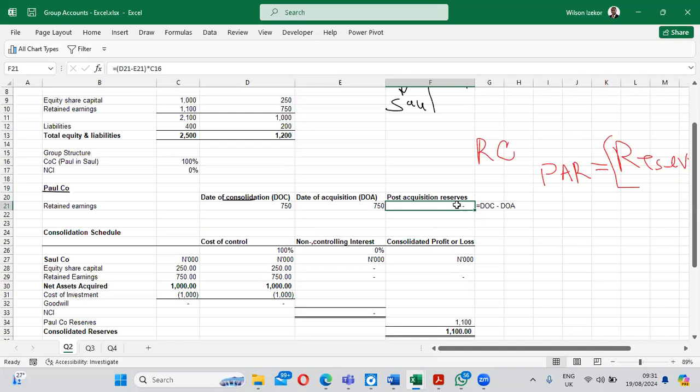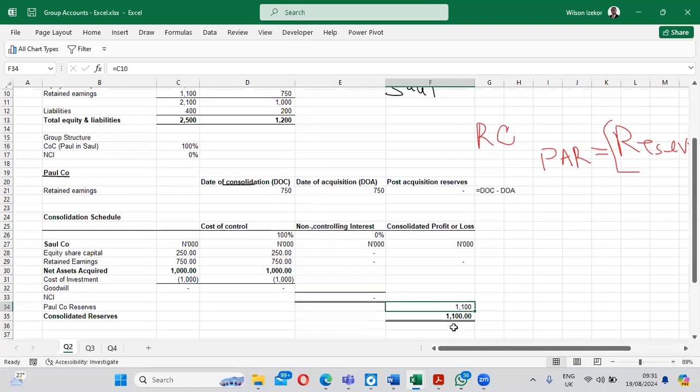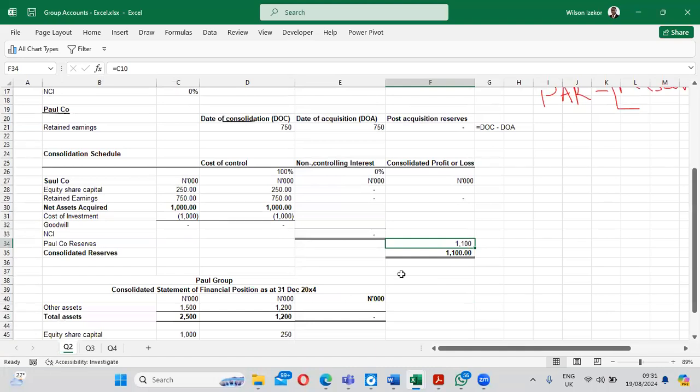And then we move this post-acquisition reserves to the consolidation schedule under the consolidated profit or loss. Then what we then do again is to add the parent company reserves to it. So once we add 0 to 1, it gives us 1,100.